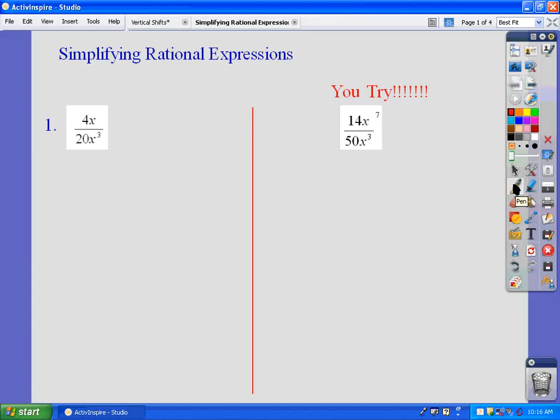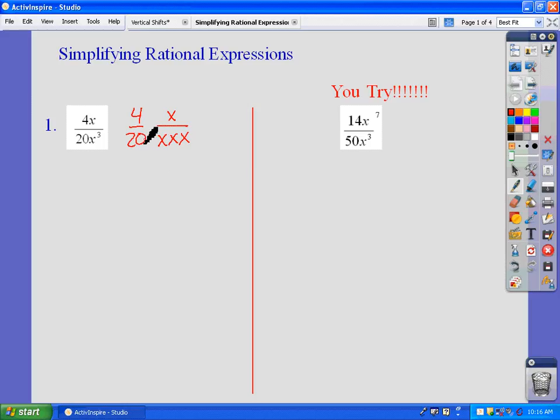Looking at this, 4x divided by 20x cubed. If I broke this all the way down, I would have 4 over 20, and then I would also have x over x, x, x. That's as drawn out as I can make this. The 4 over 20 part, those are my coefficients, my numbers that I have to divide out. We can simplify that fraction. The x's, on the other hand, if you draw them out like that, then it's easy to cancel out the things that are the same.